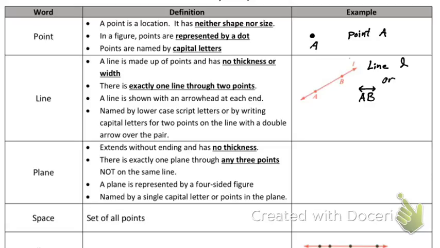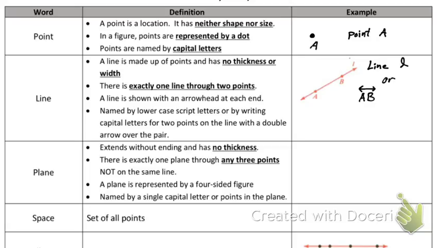So if I get rid of one of the arrows, it becomes a ray. If I get rid of both of them, it becomes a segment, which we'll talk about tomorrow. But just so you know, a line has to have arrows on both ends to be a line. Otherwise, it's something else. Just like with the notations, if I lose one of the arrowheads, it becomes something else. You need both arrowheads.